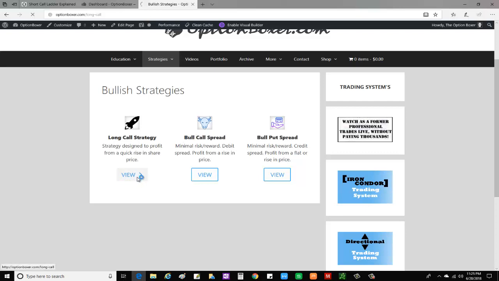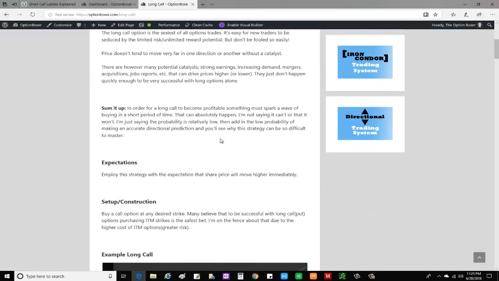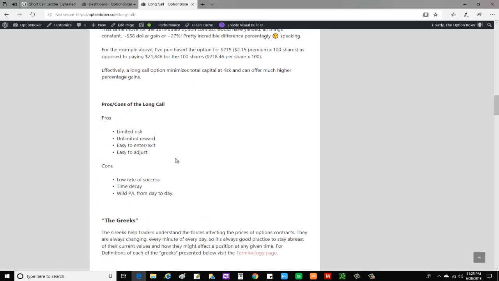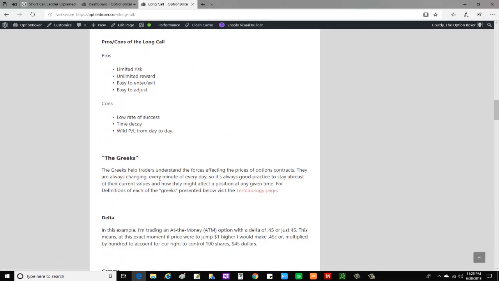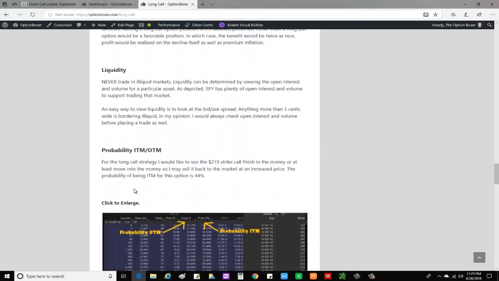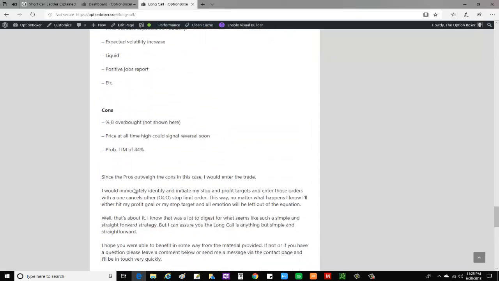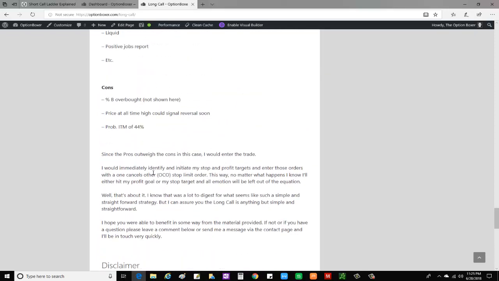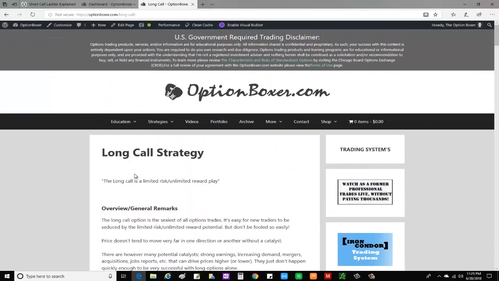So that being said, we'll click on the long call strategy, and you can see I've got a write-up here with some pictures depicting the pros and the cons, and talking about the Greeks and so forth. I try to be very thorough in my description. You can see it's getting quite long, and then of course I've got the disclaimer at the bottom, but I encourage you to read through it. Hopefully you'll find a tidbit or a nugget of wisdom in there that you may not have already known about.